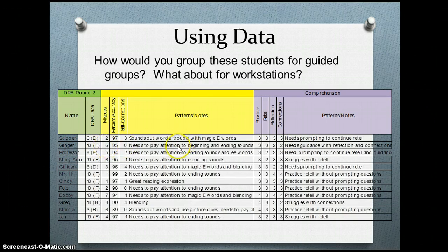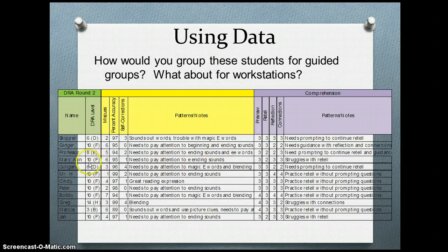She was not paying attention to the beginning and ending sounds, so not using her visual or graphophonic cueing, so getting her to attend more to those beginning and ending sounds. And then for her, she needed guidance with reflection and connection questions, but did a decent job with the retell. Professor, level E, had 5 miscues, 2 self-corrections, so also is needing to better attend to ending sounds and using graphophonic cueing and needed some prompting with the retell.